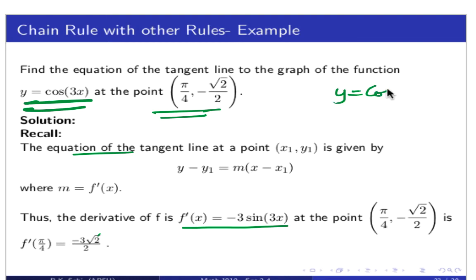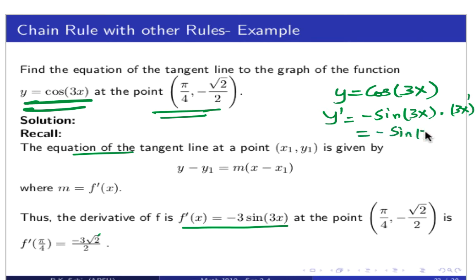Remember, y is cosine 3x. Clearly, it's a chain rule, so y prime is what? Negative sine, the derivative of cosine, keep the argument as is there, times the derivative of 3x, which is what? Negative sine 3x times 3. Now this 3 has to come here. This 3 is not multiplied to 3x. Be very, very vigilant. So it is minus, this 3 comes in the front, times sine 3x. So that's f prime of x.